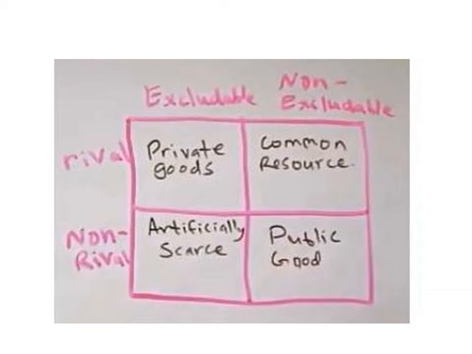Then we have finally the rare case of non-rivalrous and non-excludable. We call these public goods. Now, the military would be something like a public good, right? I pay taxes and the military protects me. You refuse to pay taxes and the military still protects you. So it's non-rivalrous, and it's not excludable because we can't exclude anyone from receiving the benefit, right?